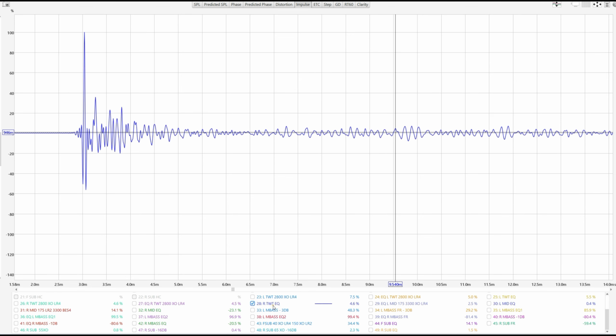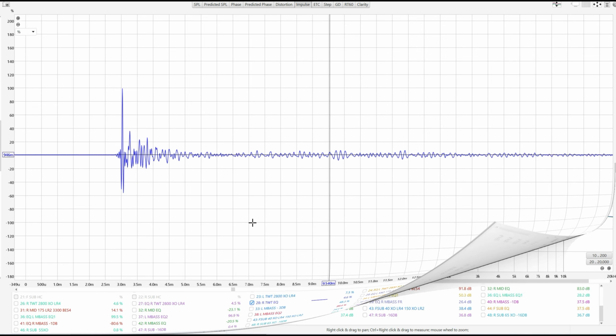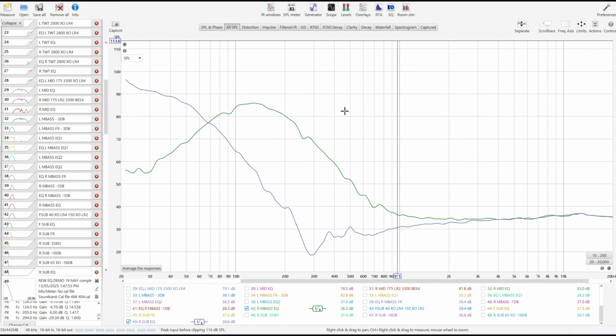But that is why we often suggest that you do your time alignment using impulse for tweeters and mids, and then do your time alignment for mid bass, front subs and rear subs using the phase graph. But there is another way of doing this type of alignment, and that's using what we call filtered IR. So I'm just going to use this mid bass and rear sub combination just to illustrate how this filtered IR tool can help you with your alignment.